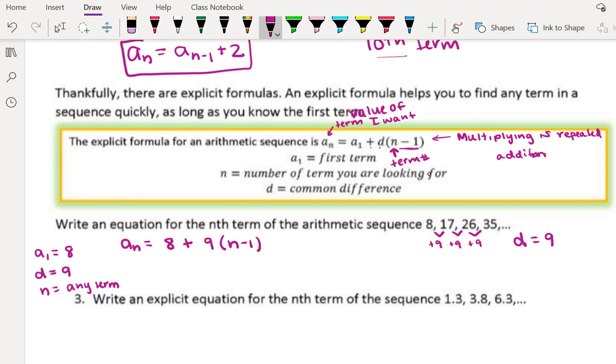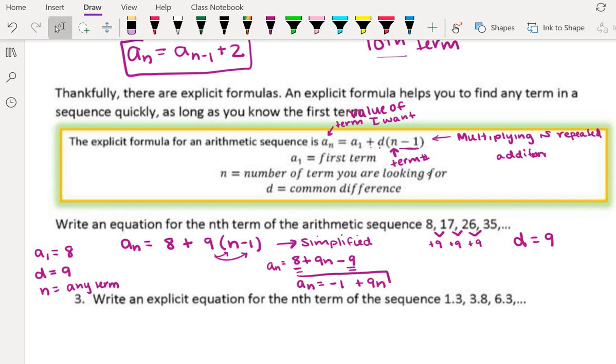Sometimes you will see it written this way. Other times you will see it simplified. So the simplified version looks like this, where you have to distribute that 9. So we get 8 plus 9n minus 9. And then I combine my like terms. All right, that's a sub n. And so I get a sub n is equal to negative 1 plus 9n. This would be the simplified version, and this is more traditional. Okay, so both are okay.